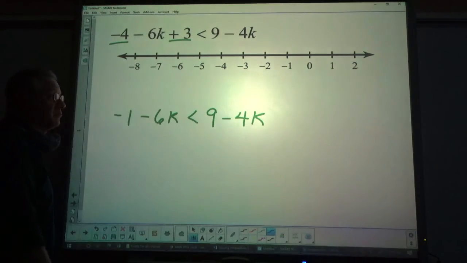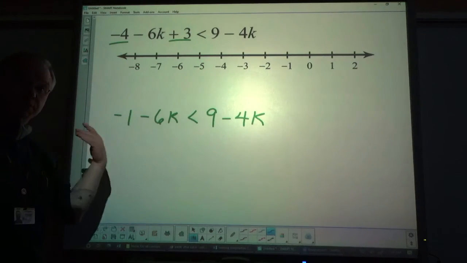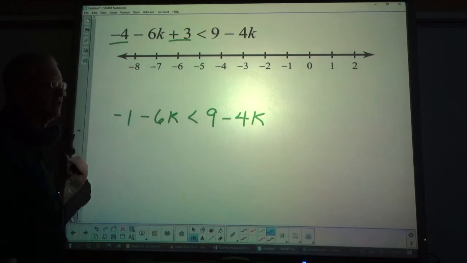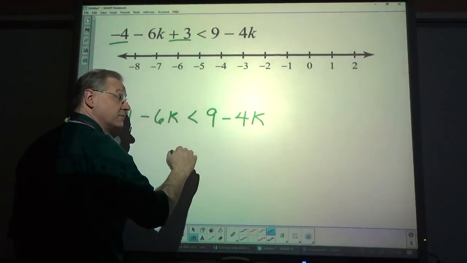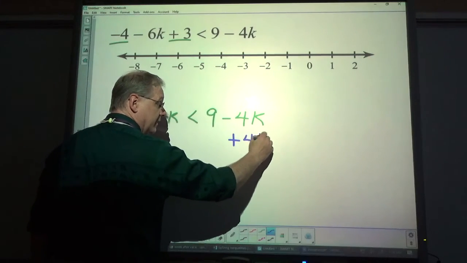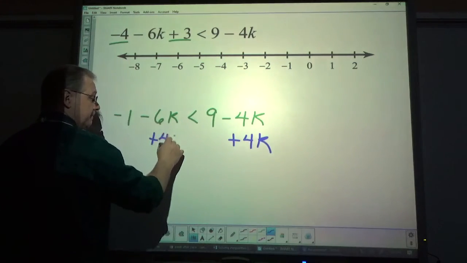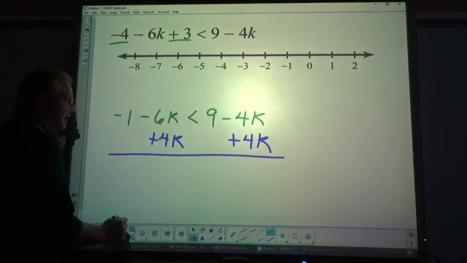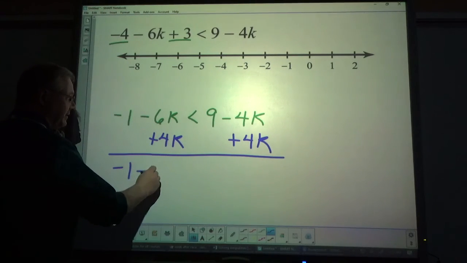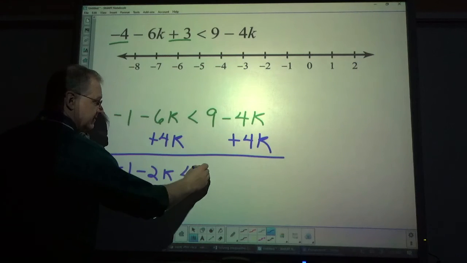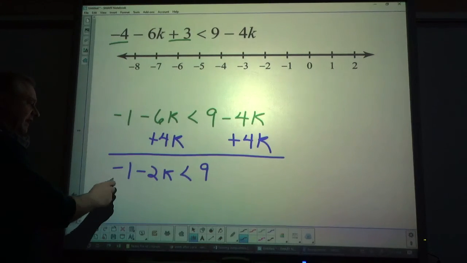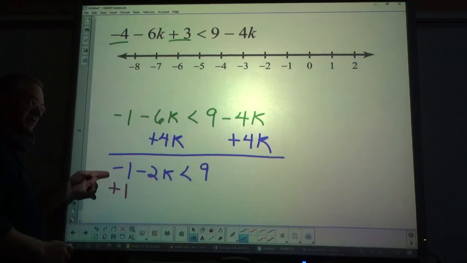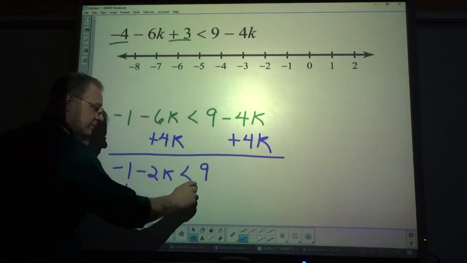The next step in this process would be to get all the variables on the left. Anytime you have variables on both sides, I suggest you move them so that they end up on the left. So that means I'm going to take this one and add the opposite of it to both sides. Add 4k. That gives me -1 minus 2k less than 9. I'm then going to get rid of the -1 by adding 1. It's the opposite of -1, so I add 1.